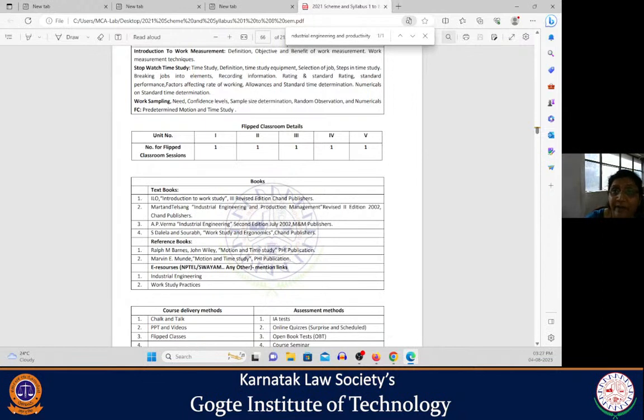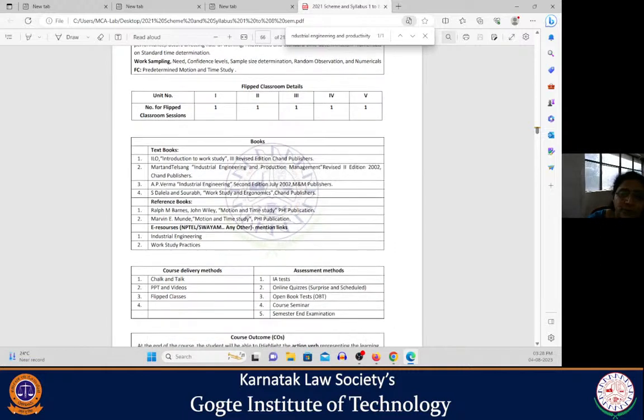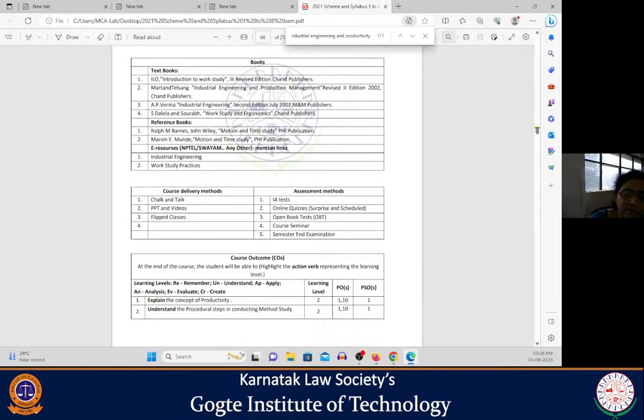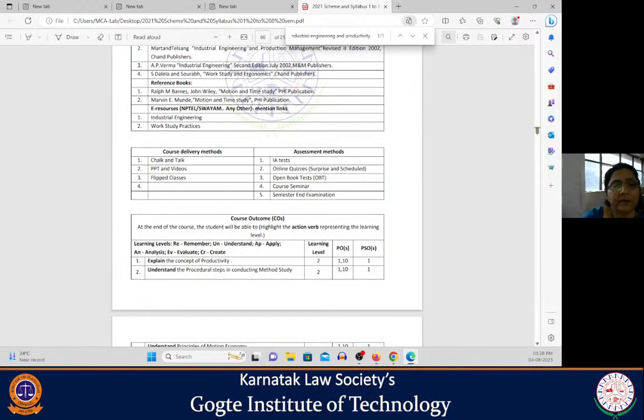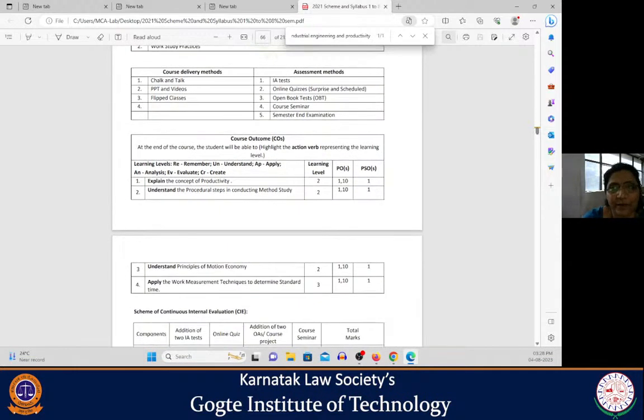On-job training can also be given in nearby industries, and many of our students have done projects on these. Not necessarily mechanical industry or mechanical students, anybody can take up this improvement technique. You can apply it anywhere and use it. So it will be very, very useful for students of any branch. And NPTEL and other resources have been given in the syllabus, that you can go through.